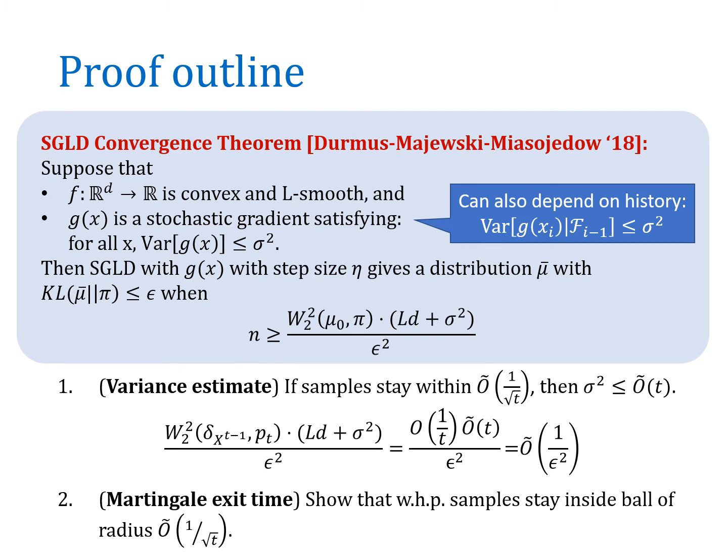Ignoring log factors, we show that using variance reduction, if all samples stay within order 1 over square root t of the mode, then the variance is on the order of t. The initial squared Wasserstein distance at time t will be on the order of 1 over t, so multiplying gives that the number of steps required is on the order of a constant. Secondly, we show using a martingale exit time argument that with high probability, the samples will stay inside a ball of radius 1 over square root t around the mode.